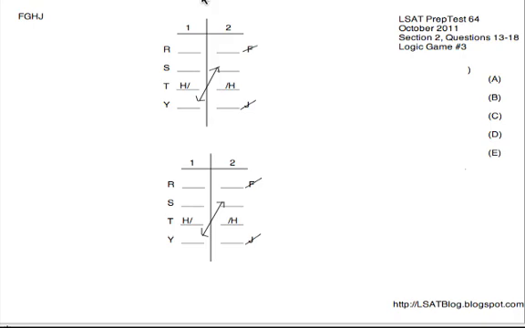Hey guys, this is Test 64 Game 3. This is the Bicycle Riders game. It's a splitting game. We know this because we're dividing the variables, which are the bicycles, into one of two groups based upon whether they are a particular person's first bicycle ridden or their second bicycle ridden or tested.